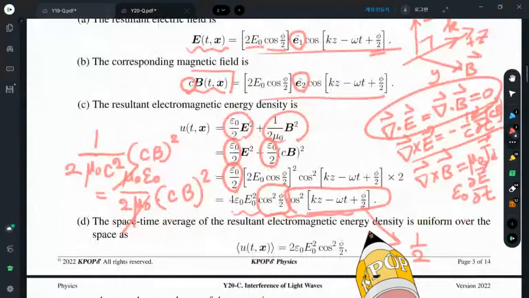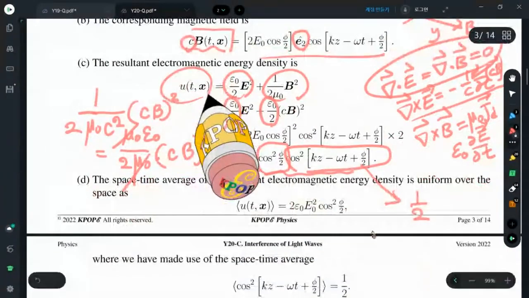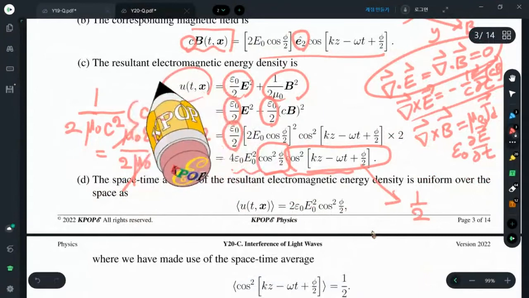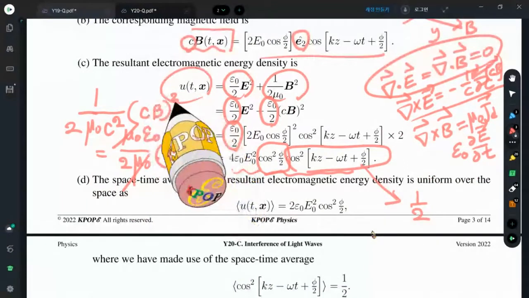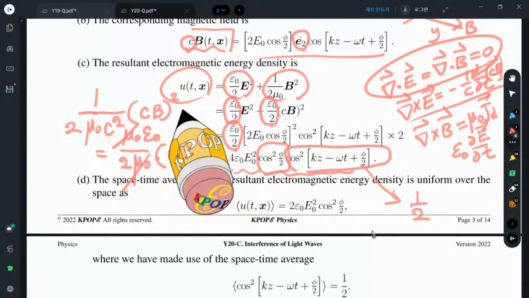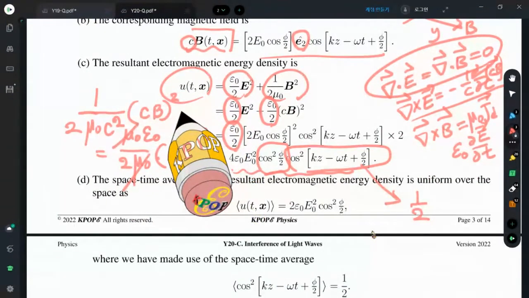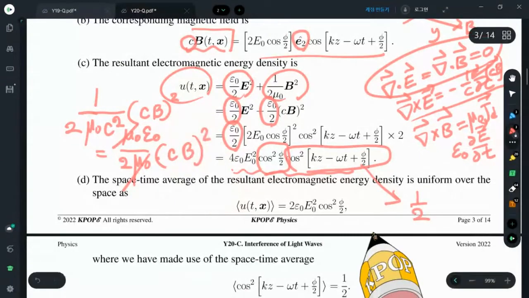And actually, the electromagnetic field energy density is this. And if we multiply by the speed of light, then you will obtain the magnitude of the Poynting vector. That represents the flux, the energy current density of the electromagnetic field propagating in space.